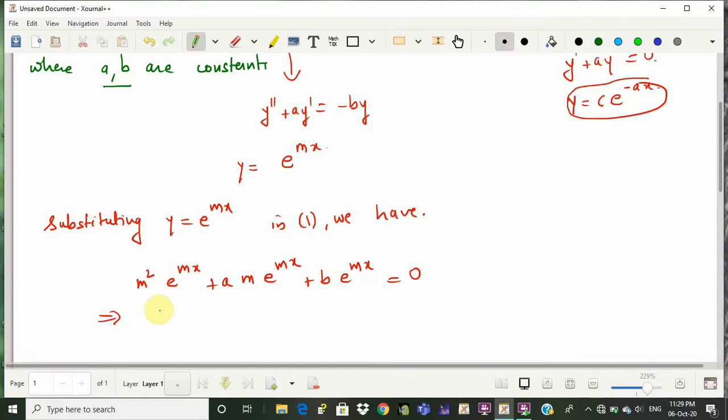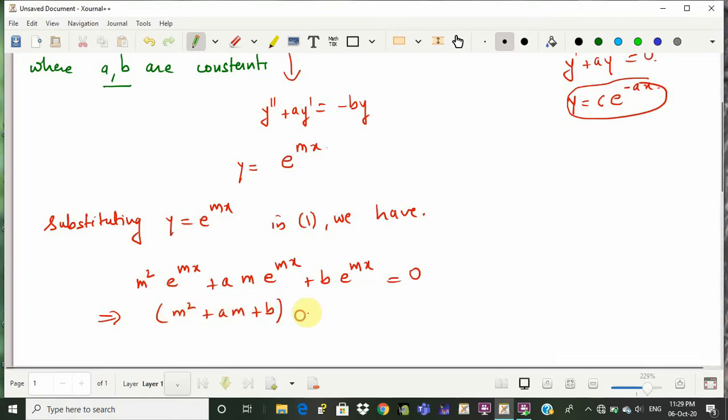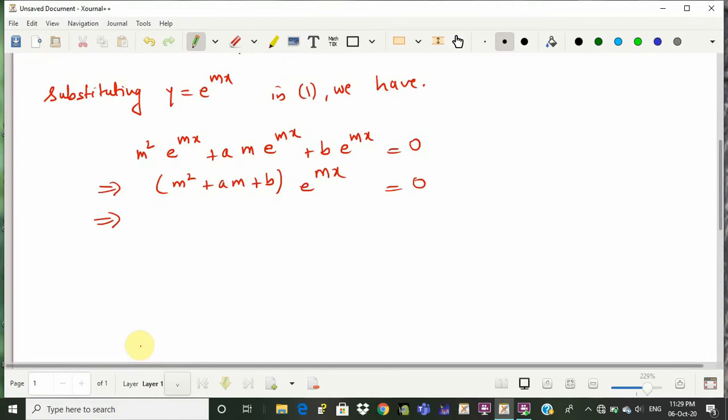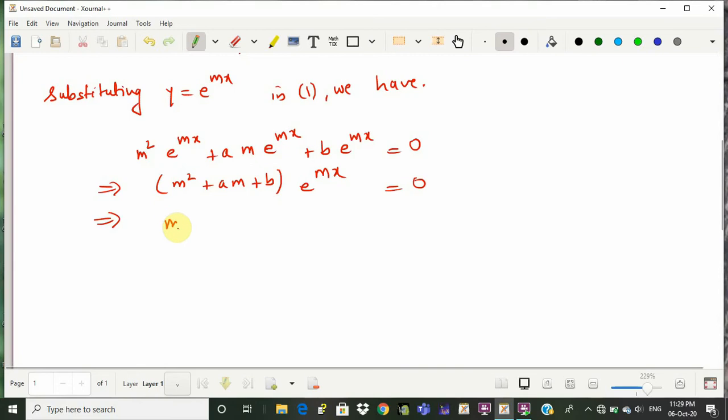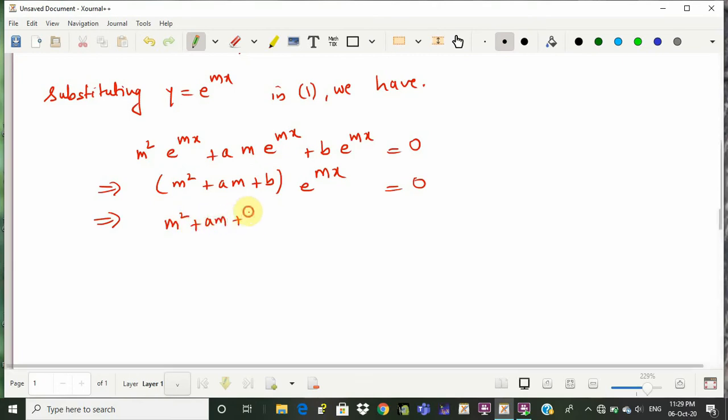That is the same as writing m square plus a m plus b, into e raised to mx, is equal to 0. And this implies, because you know the fact that e raised to mx will never be equal to 0 no matter what value of x you give me, that m square plus a m plus b is equal to 0. I denote this as equation 2, and this is a very important equation to solve the homogeneous linear differential equation, because we determine the value of m through this quadratic equation.